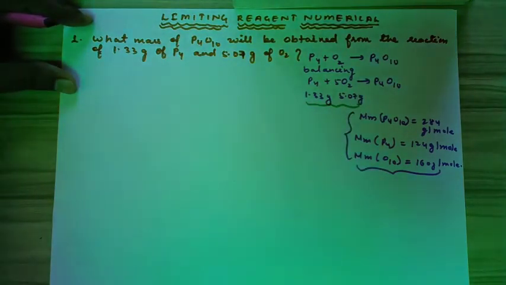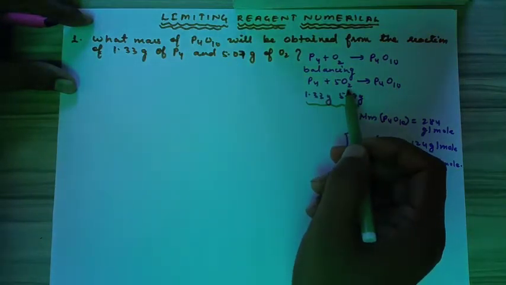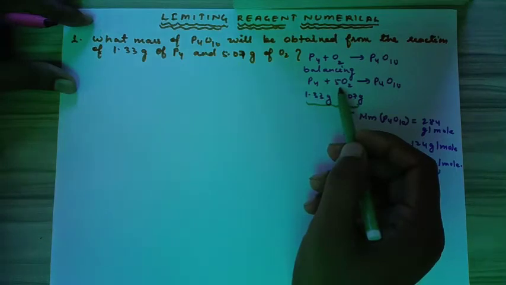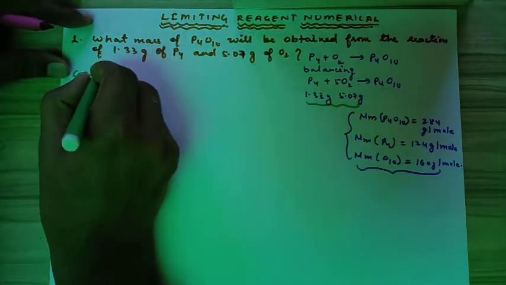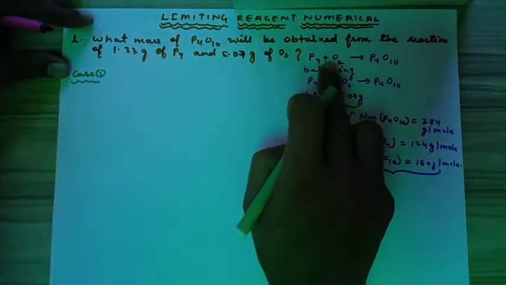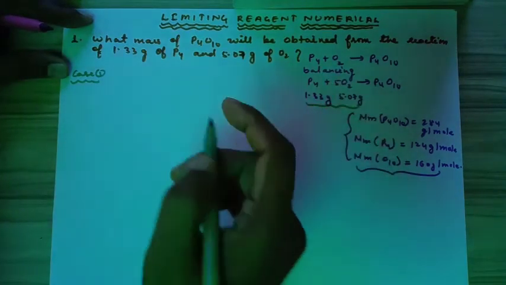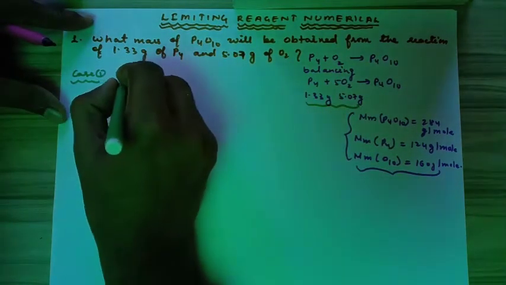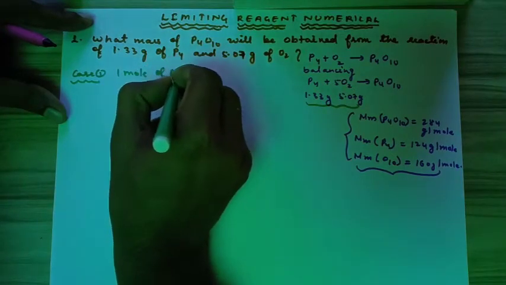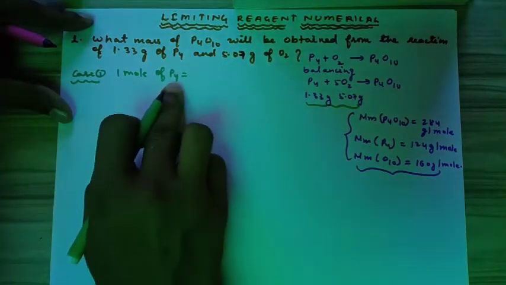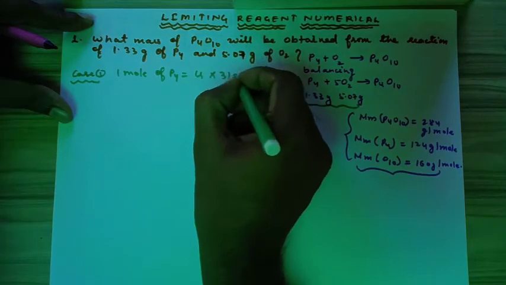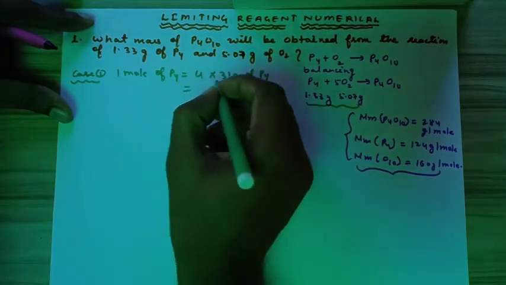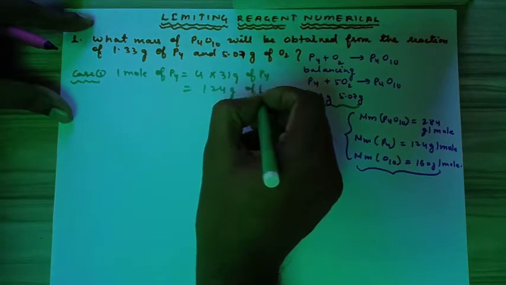So we'll be using the molar mass concept to find the amount of P4 and O2 and then use this equation to find the limiting reagent. Let's do this. Case 1, if we want to find the amount of P4, 1 mole of P4 will give us 4 into 31 gram of P4. So we can obtain 124 gram of P4.